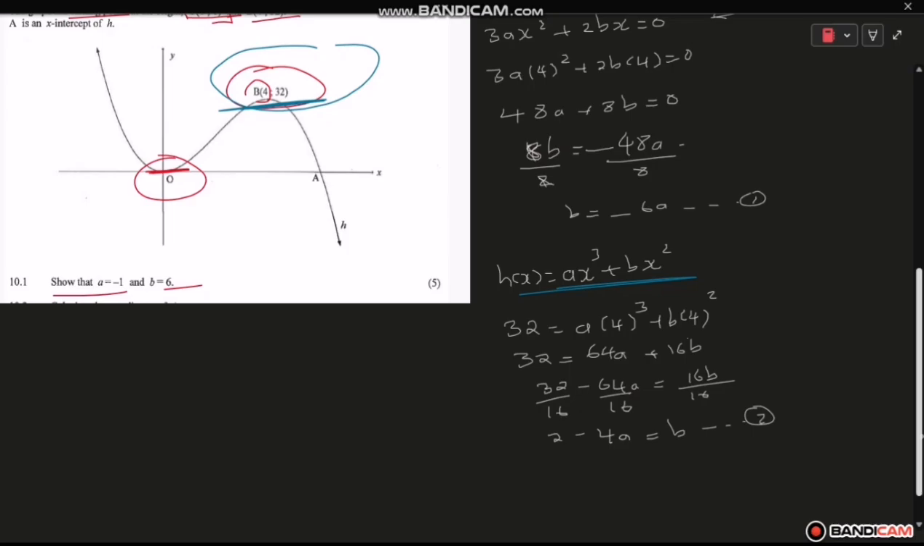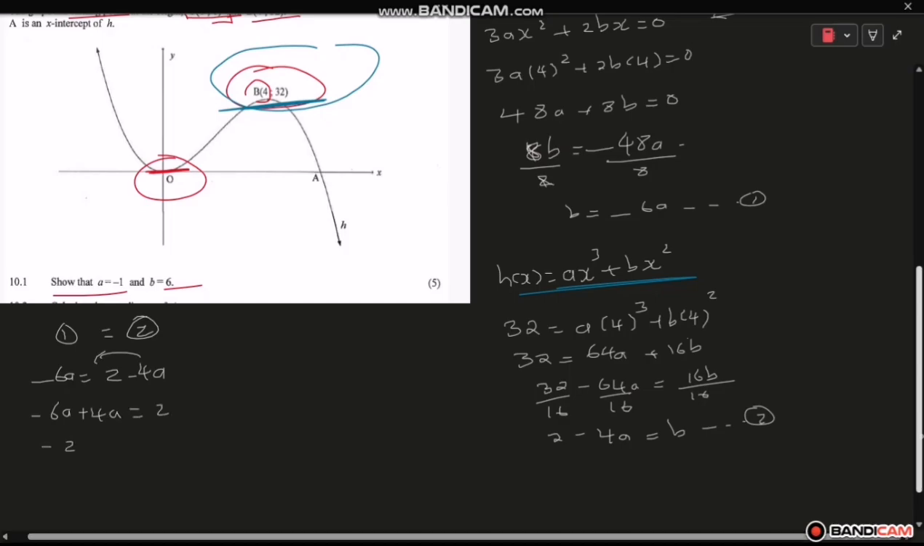Therefore we can solve these equations simultaneously. I'm going to say equation 1 equals equation 2. And what's equation 1? It's negative 6a equals 2 minus 4a. Then we can solve for a by transposing 4a to the left. Minus 6a plus 4a, and we're going to have 2. Therefore negative 2a equals 2. Then we divide both sides by negative 2. Then a equals negative 1, which is what they wanted us to show here, as you can see.